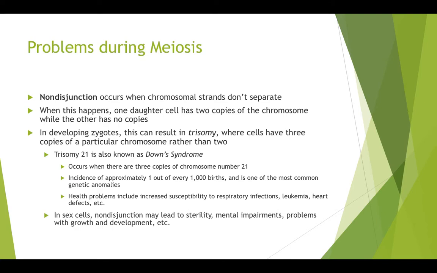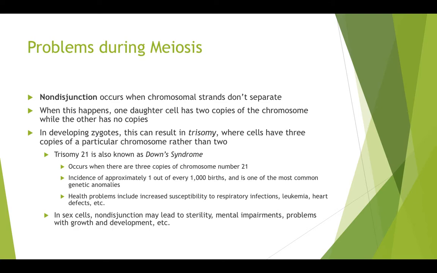And so in developing zygotes, this can be problematic because if a gamete contains two copies of a chromosome, this results in what's called a trisomy in the developing zygote. This is where the cells have three copies of a particular chromosome rather than two. The most common occurrence of this is what we call trisomy 21, which is also known as Down syndrome.